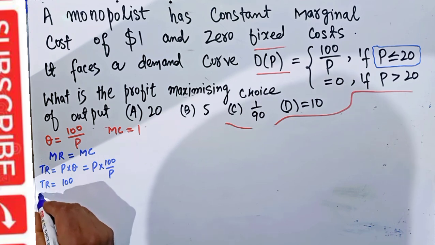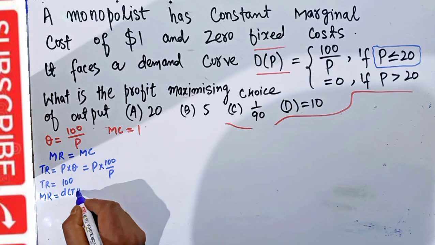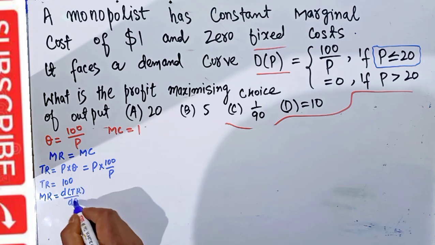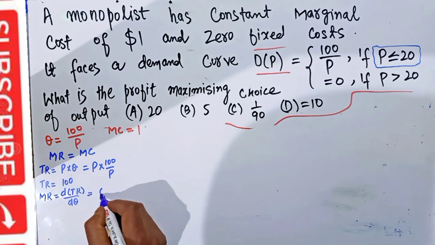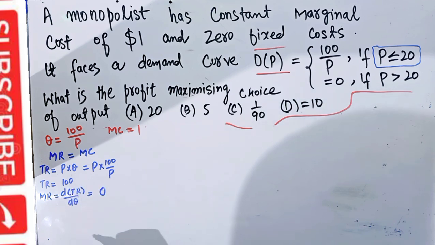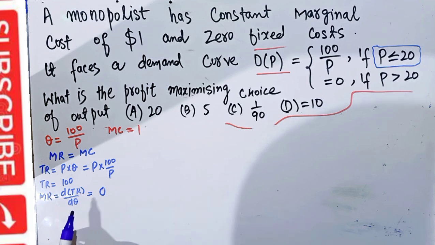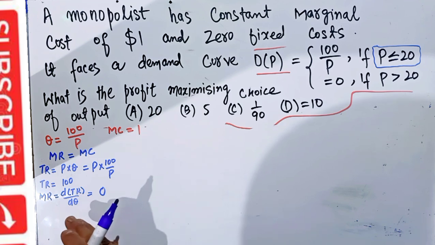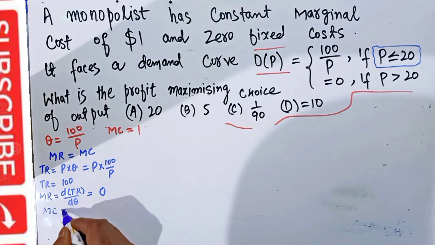Now what will be the marginal revenue? Marginal revenue is simply the derivative of the total revenue function with respect to output. So if we differentiate this function with respect to Q, its derivative is 0. So we have 0 marginal revenue. That means marginal revenue does not change in this case. And what is marginal cost? That is being given to us as 1.